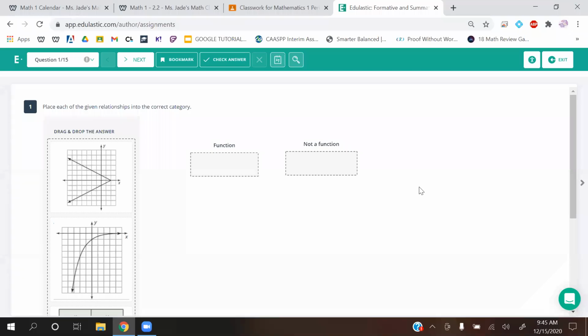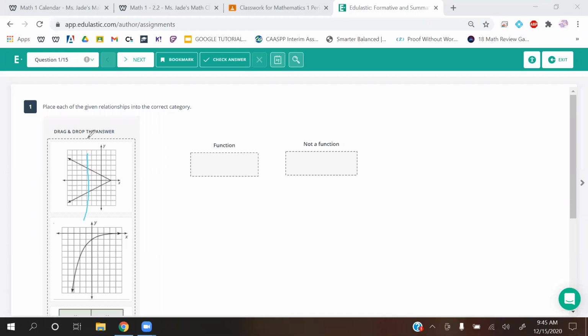Okay, so for this review, we're starting off with question one, place each of the given relationships into the correct category. So the categories are function and not a function. So I'm gonna do the vertical line test on each of these so that I can see if it's a function. Remember, if you have a graph, you can do a vertical line test. Vertical line is a line that goes straight up and down. I know that's not very straight, but you can imagine it would be.